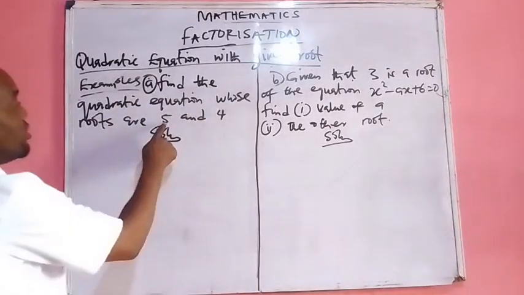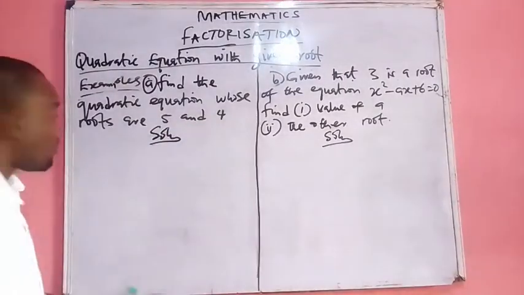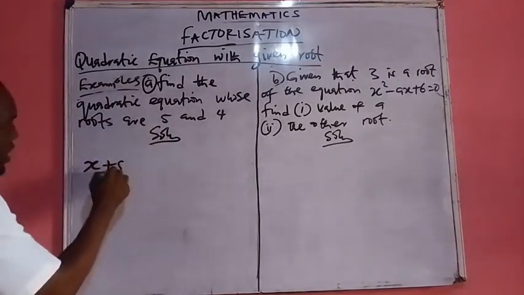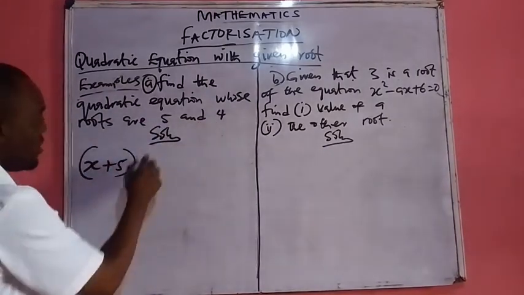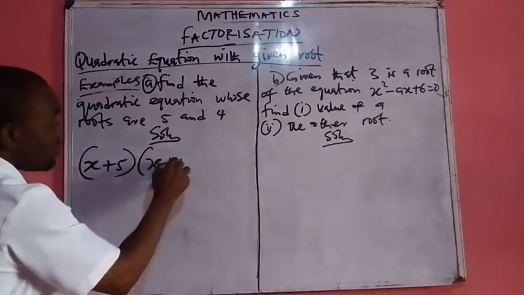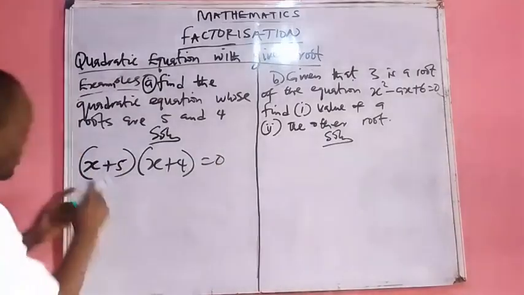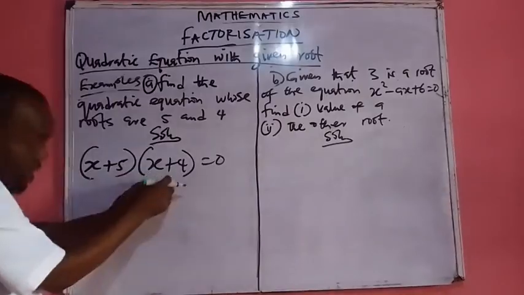Very simple. The roots are plus 5 and plus 4. So simple. We now say (x plus 5), open close bracket, then (x plus 4) equal to 0. Now let's open the bracket. I've taught you this pattern before. Using everything here to multiply everything here.